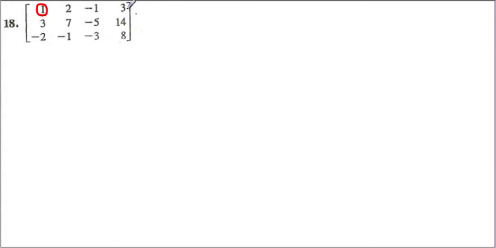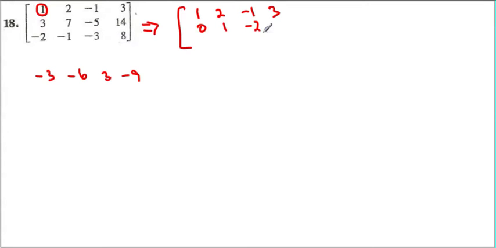If you were to multiply the top one by 3, that would have been equal to -3, -6, 3, and -9. So when you add up this line to here, I'm going to rewrite 1, 2, -1, and then 3. When I add them up, I'll be getting 0. And here we get 1. Here we get -2. And at the end we get 5. So that's good. Now, how about the last one?